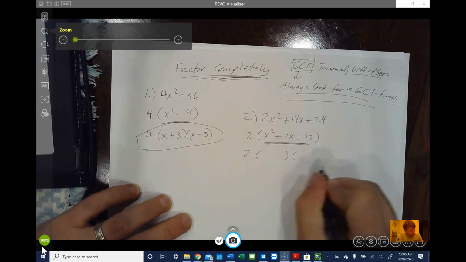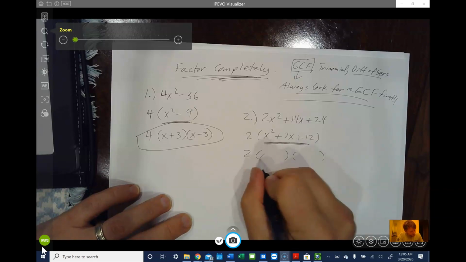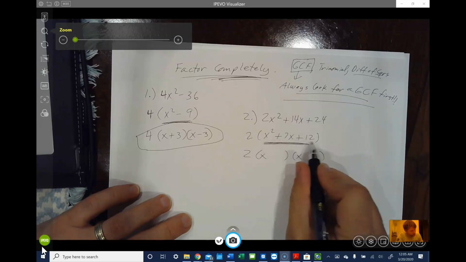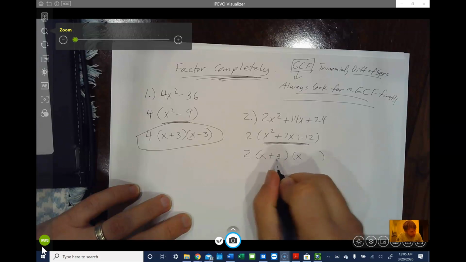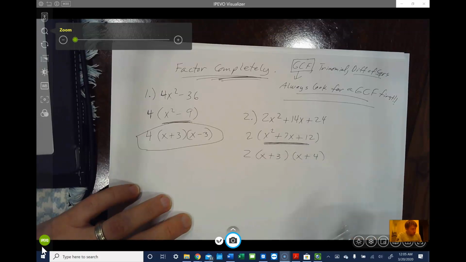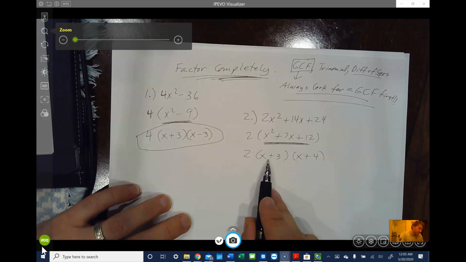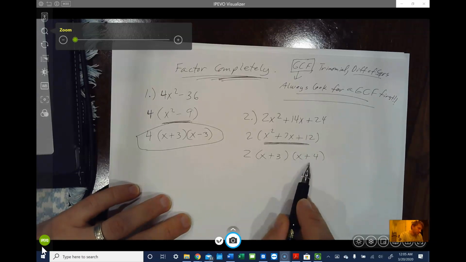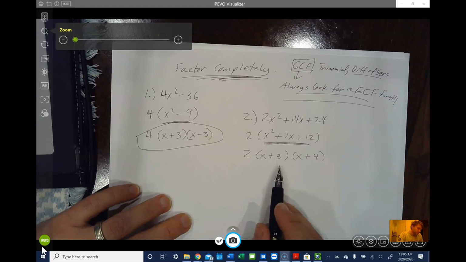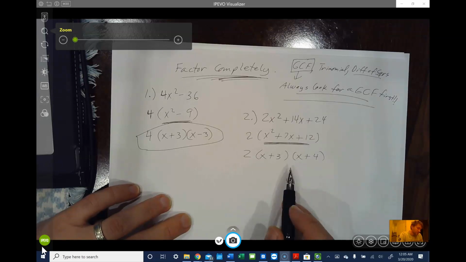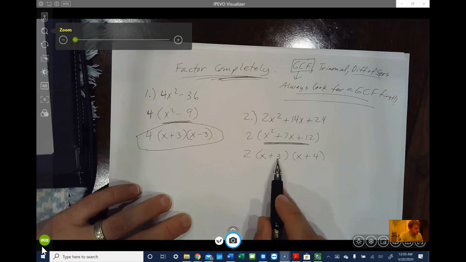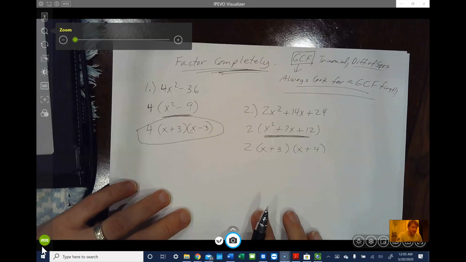You bring the 2 down and you can factor this part some more, x and x. What multiplies to get 12 and adds to get 7? 4 and 3, 3 and 4. One thing I should have said earlier, it doesn't matter if you put the x plus 4 and then the x plus 3, because when you multiply two things, it doesn't matter what order they are. Like 3 times 2 and 2 times 3 is the same thing. So it'll still be correct either way.